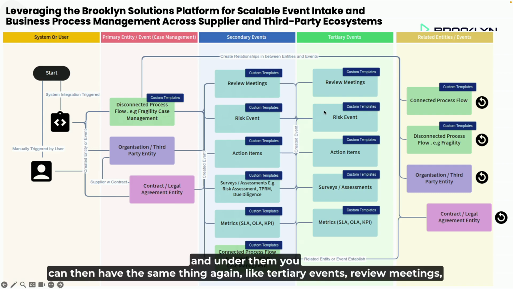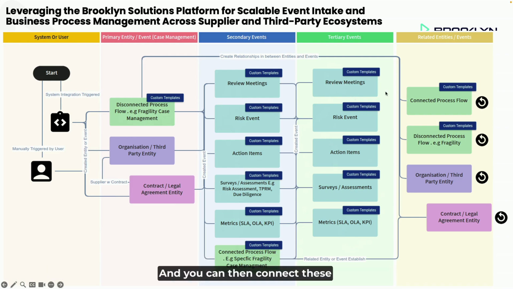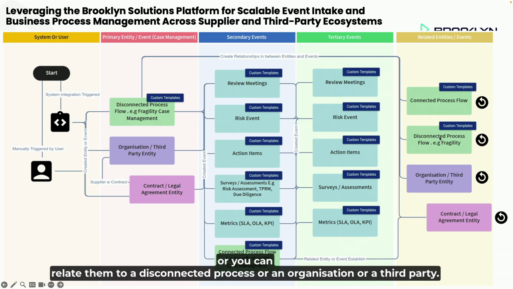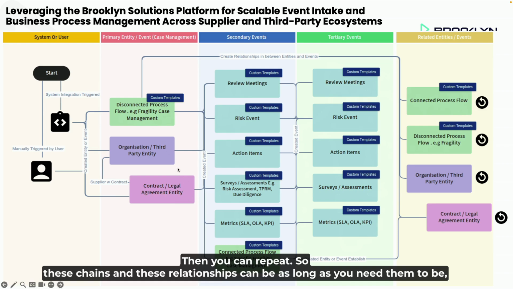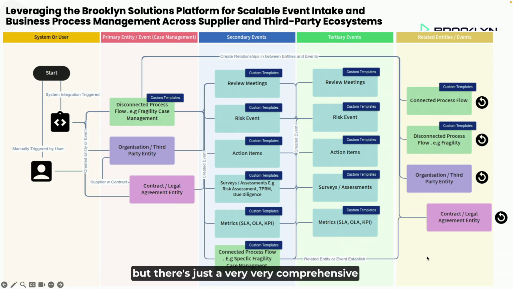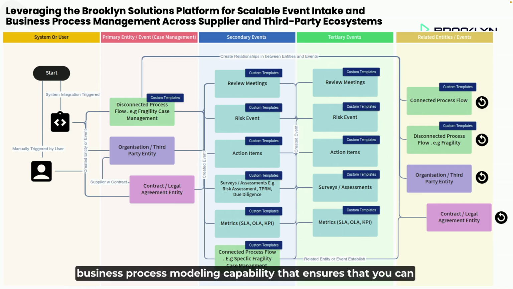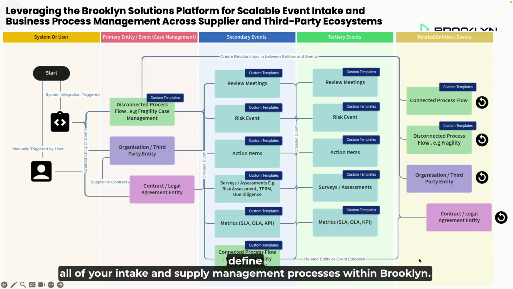And under them, you can then have the same thing against tertiary events, review meetings, and all the same repeats. And you can then connect these and relate other entities and events. You can relate all these to another process, or you can relate them to a disconnected process or an organisation or a third party. Then you can repeat. So these chains and these relationships can be as long as you need them to be. It's a very comprehensive business process modelling capability that ensures you can define all of your intake and supply management processes within Brooklyn.